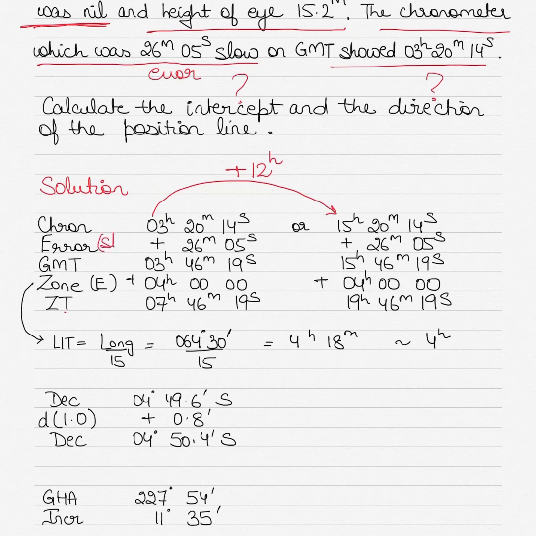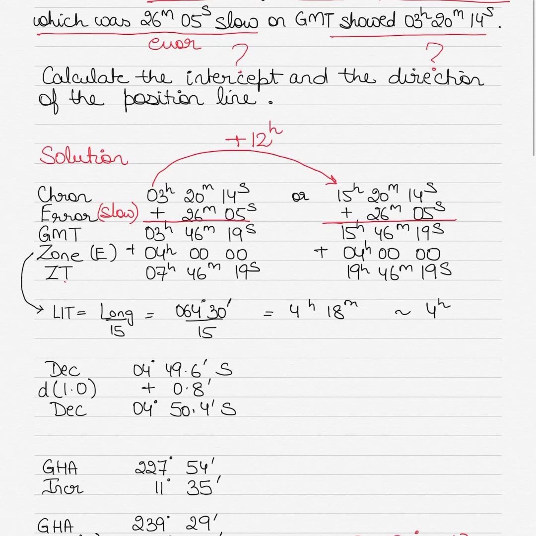You will add the error now. The error is slow, so you will add the error. If the error is fast, you would subtract the error. Because the error is slow, you would add the error. In both the cases, it's the same amount. Now normally the chronometer error is not that large, 26 minutes and 5 seconds, but this is only for the purpose of the question here. So in reality, we don't allow the error to go up to such a large number. So when you add the error to the chronometer time, you get the GMT.